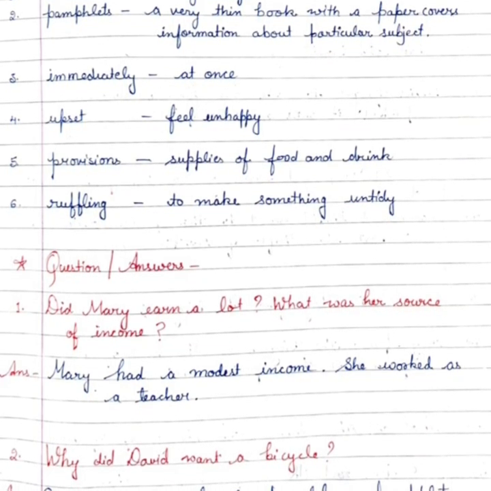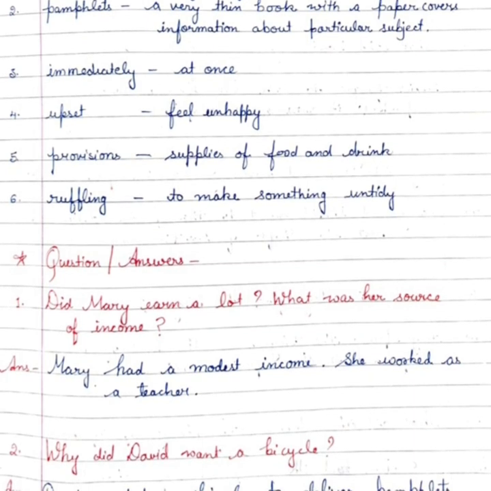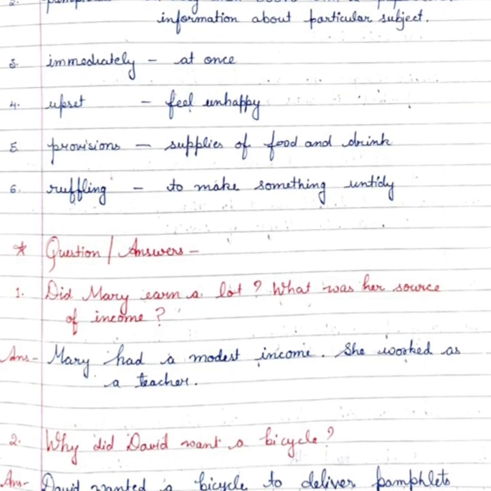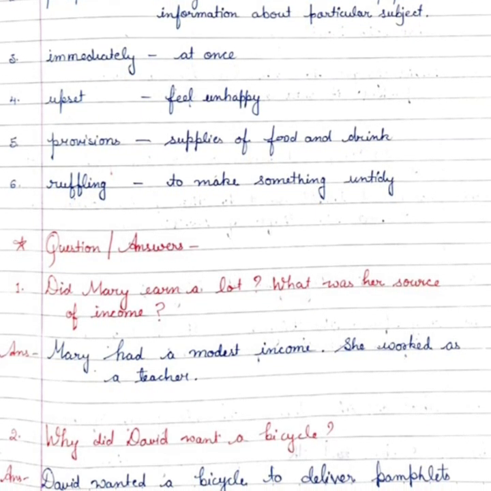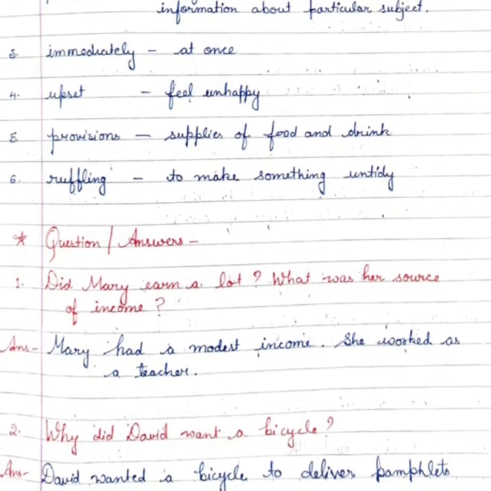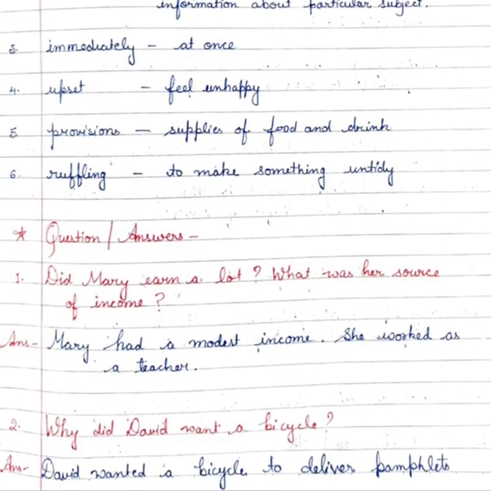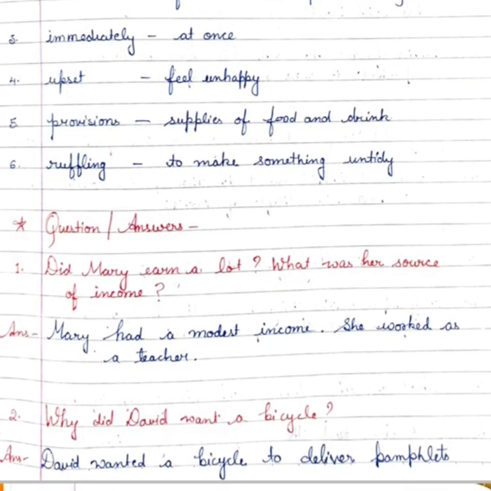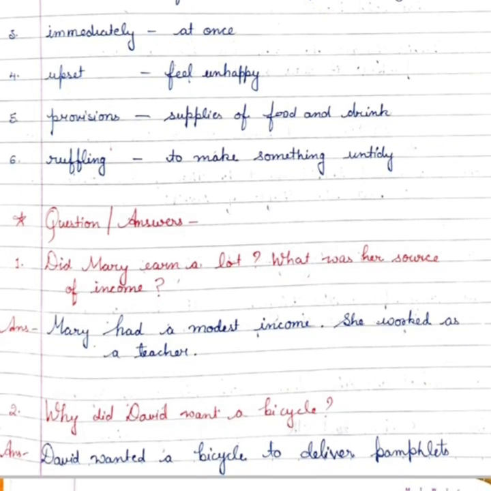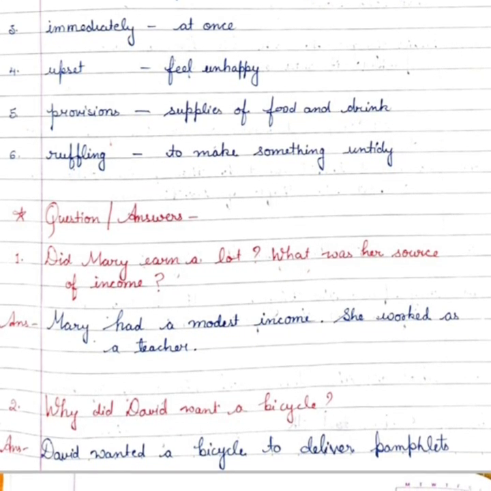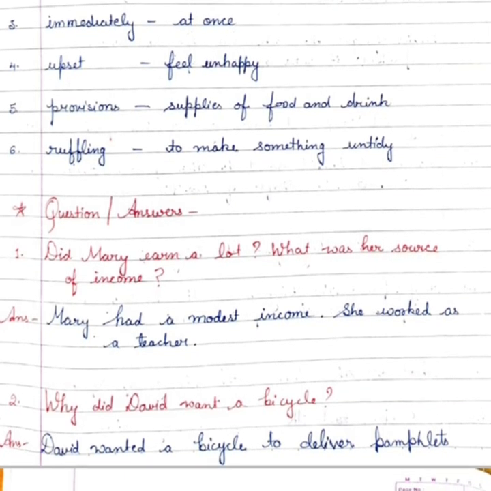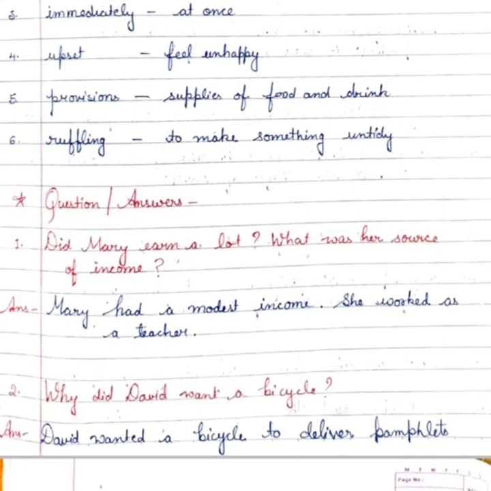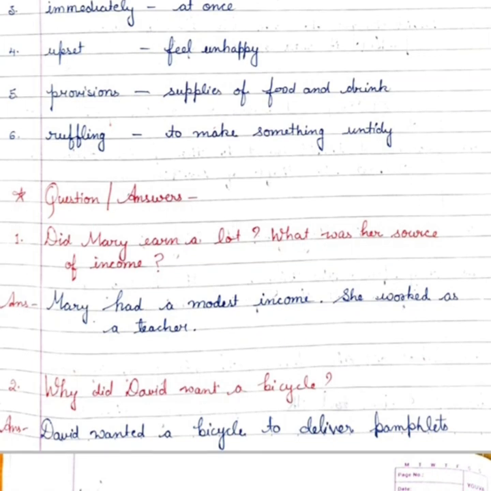So here I have written with red pen questions and with blue pen answers are there. So let's get started. Very first question is here, did Mary earn a lot? What was her source of income? So as we have already done in the chapter, what was she? She was a teacher. So you can write answers like that. Mary had a modest income. Modest means what? Not very large. Yes. And she worked as a teacher. So it's a very short answer. Mary had a modest income. She worked as a teacher. Yes.